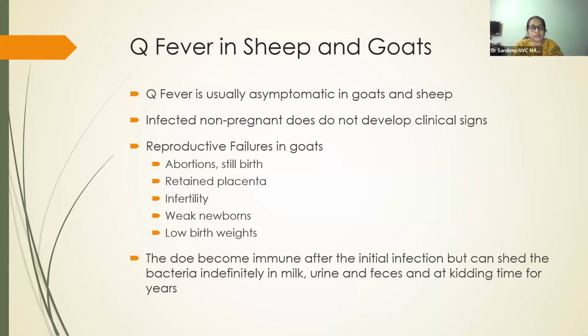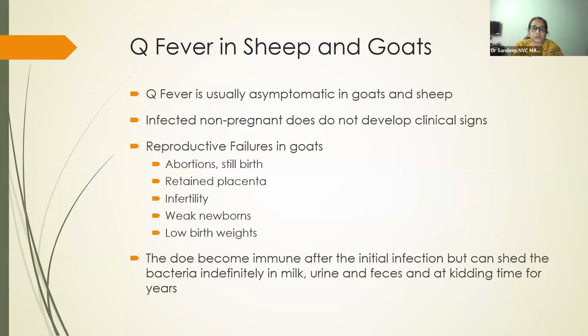And according to that, there will be abortion only once; afterwards there will not be any type of abortion in the case of sheep and goat, and accordingly it will be healthy only. The only thing is that the animal will secrete the pathogen at every kidding.